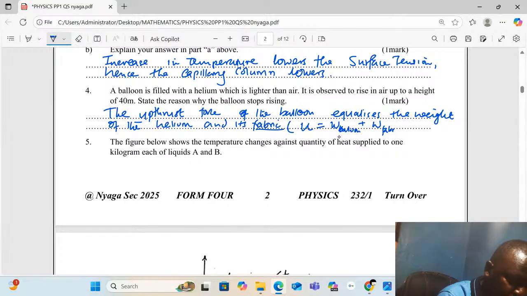We should be talking of the weight of the balloon. This is helium, the gas inside, plus the fabric, the material used to make the balloon.